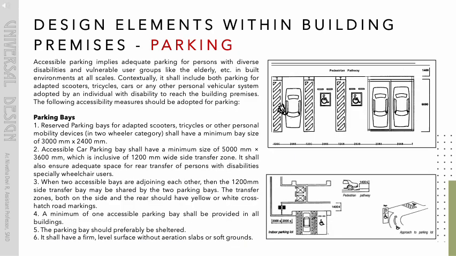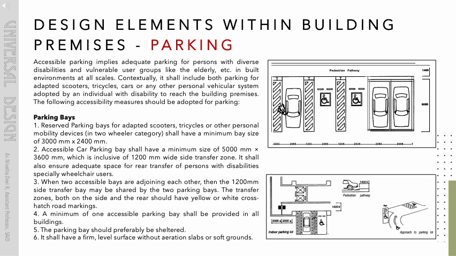Parking. It shall include both parking for adapted scooters, tricycles, cars or any other personal vehicular system adopted by an individual with disability to reach the building premises. The following accessibility measures should be adopted for parking. Parking bays. 1. Reserved parking bays for adapted scooters, tricycles or other personal mobility devices, in the two-wheeler category, shall have a minimum bay size of 3000 mm by 2400 mm.